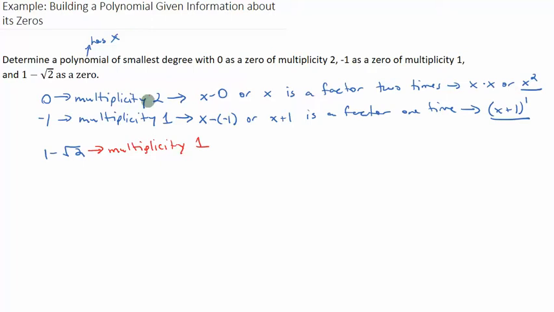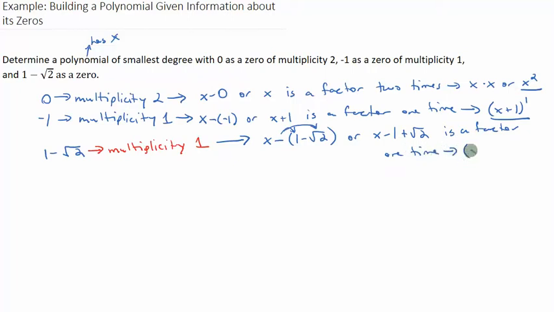Multiplicity 1. Now, there are two things that we can conclude from this. One is the obvious, that x minus that is a factor. Or, if you distribute the negative, which I would like to do, that'd be x minus 1 plus the square root of 2 is a factor 1 time. So that gives us x minus 1 plus the square root of 2 to the first power. But it also tells us something else.